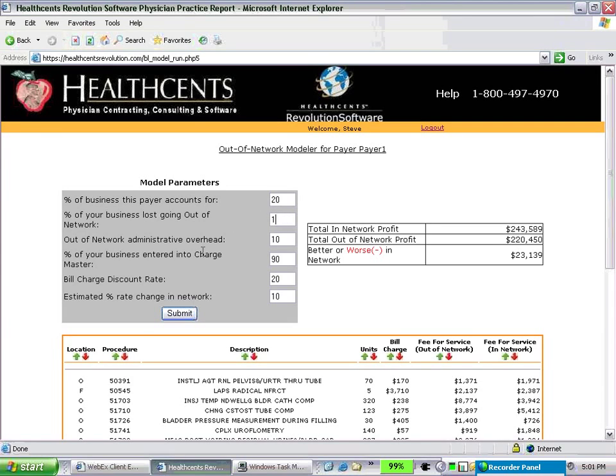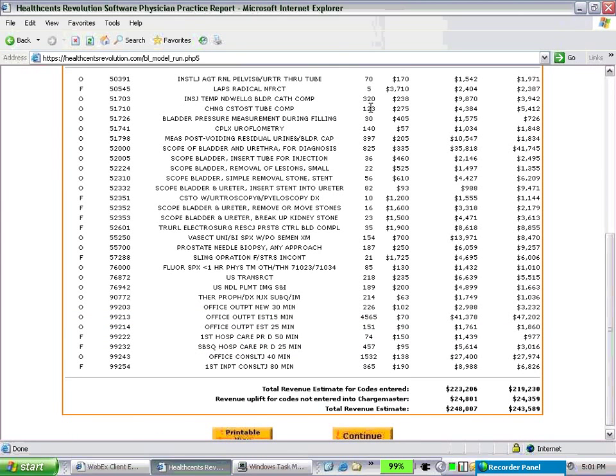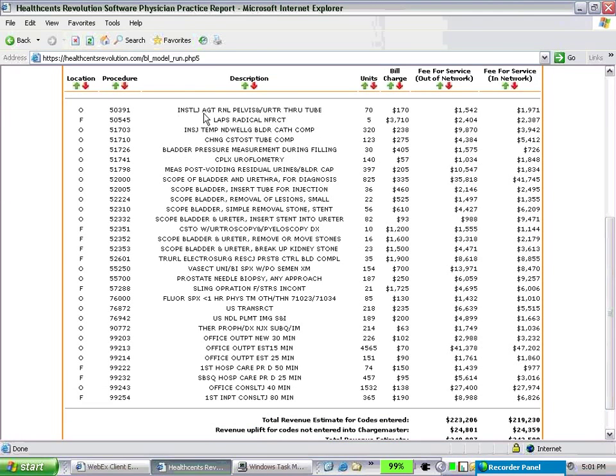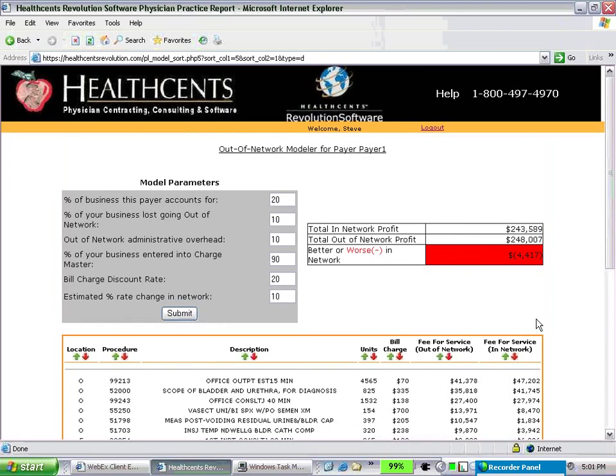But what if we were to only lose 10% of our business going out of network while maintaining a 10% increase? Well, in that situation, if we were able to do a better job of patient retention in that scenario, we would actually be slightly worse off being in the network. And that's the beauty of this particular model, is you can think through this key decision and change these variables on the fly. Below, you get an accounting of the amount of in-network and out-of-network profit for each of the codes. As before, with the reporting tool, you can sort in any of these fields if you choose to.